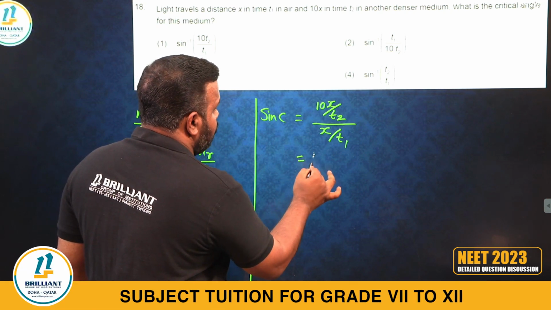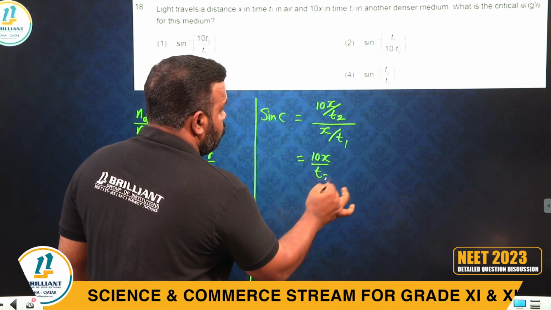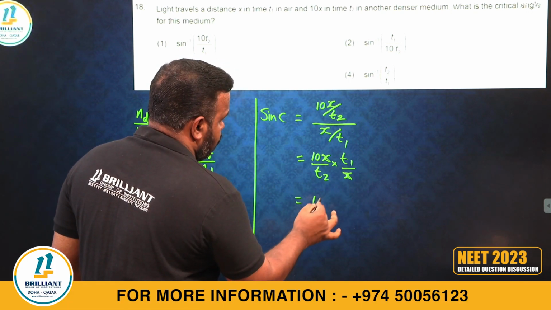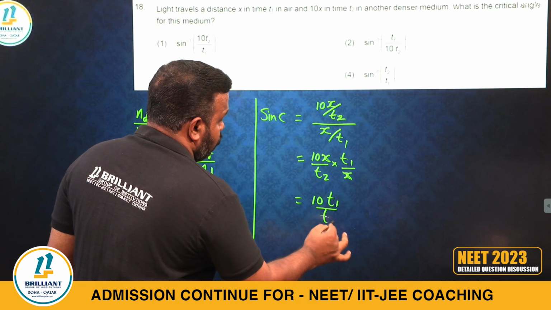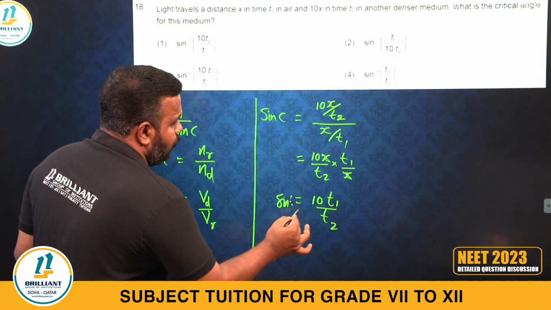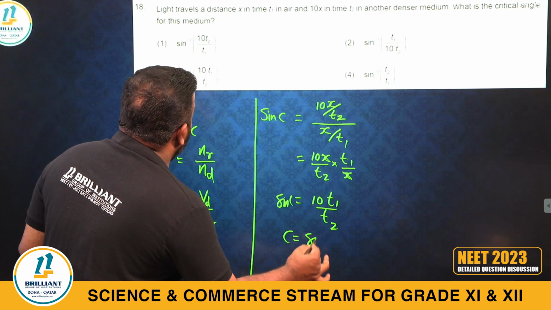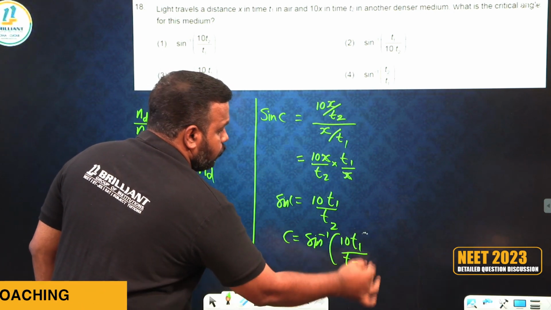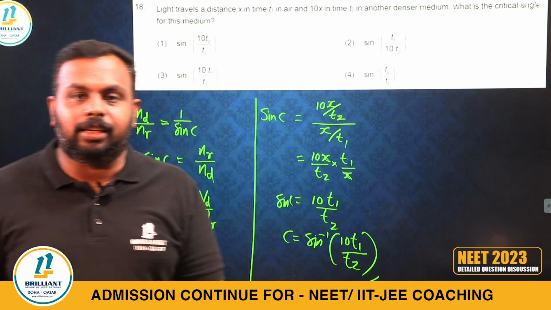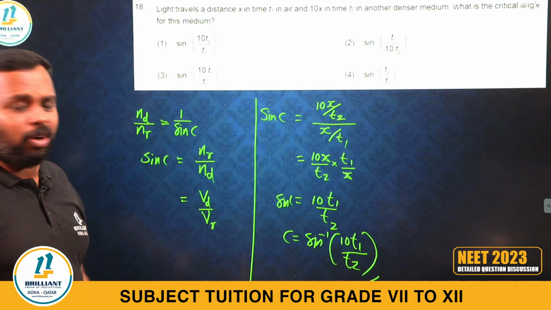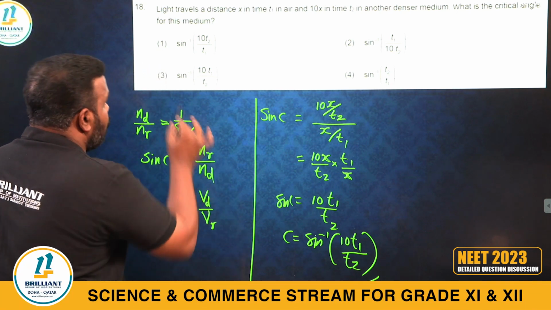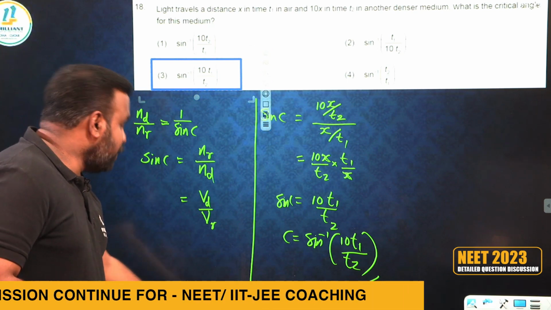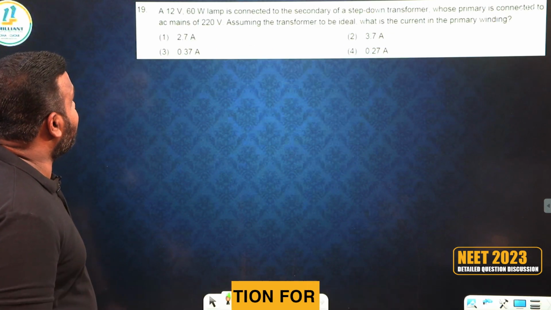So we can easily solve it. 10x by t2 into t1 by x. x gets cancelled. So look at the result: 10 t1 by t2. This is sine C. Then what is C? C is equal to sine inverse of 10 t1 by t2. Easy question from optics. Answer is option 3. 3 is the right answer. Clear or not? Yes.